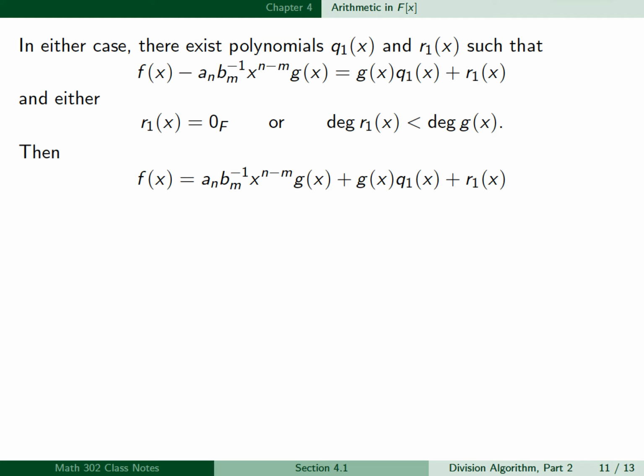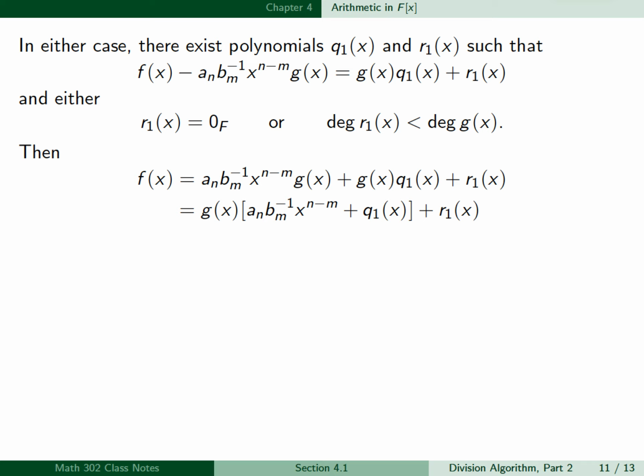So now solving our equality there for f of x, we obtain f of x is a sub n b sub m to the negative 1 x to the n minus m times g of x plus g of x q1 of x plus r1 of x. And the first two terms on the right-hand side have a common factor g of x. So we can rewrite this as g of x times a sub n b sub m to the negative 1 x to the n minus m plus q1 of x, plus our remainder r1 of x is just sitting there by itself.